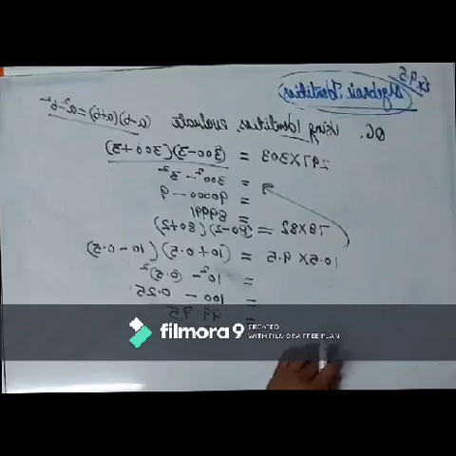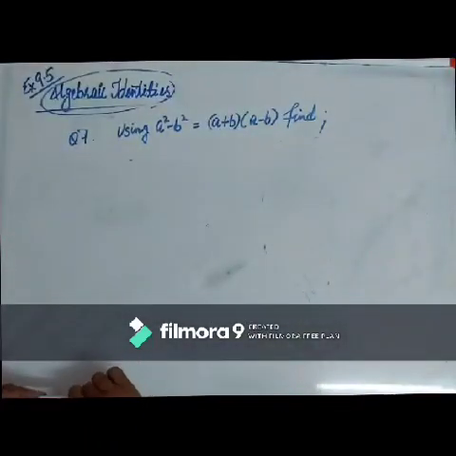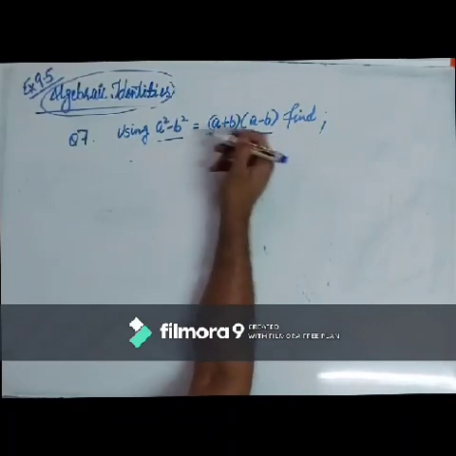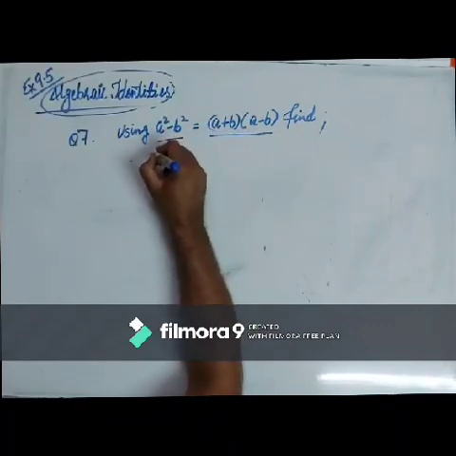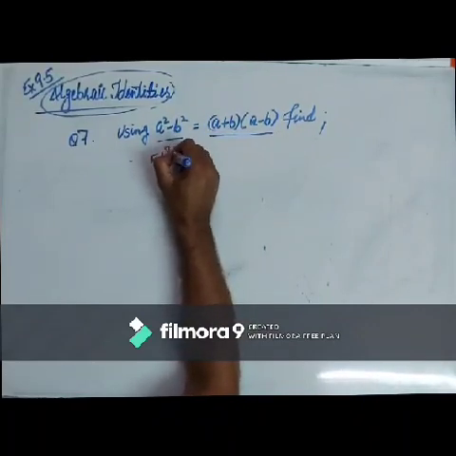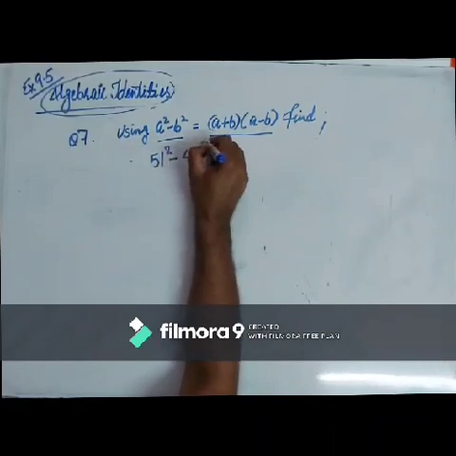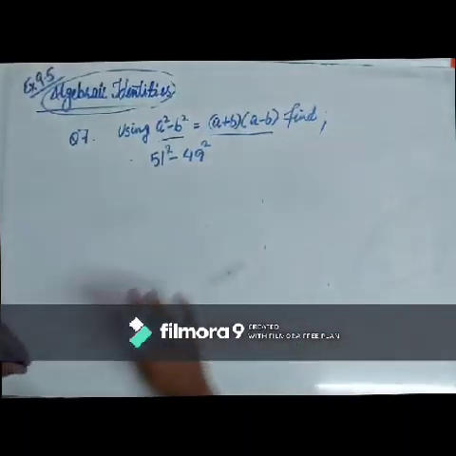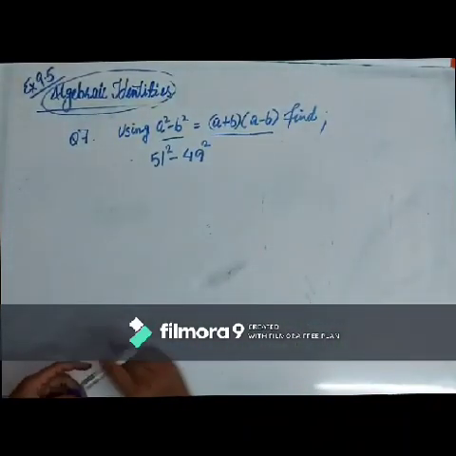This is question number 7. Identity number 3 in reverse order we have to use here. So the first question is 51 whole square minus 49 whole square. Look how these identities make calculations a bit easy.